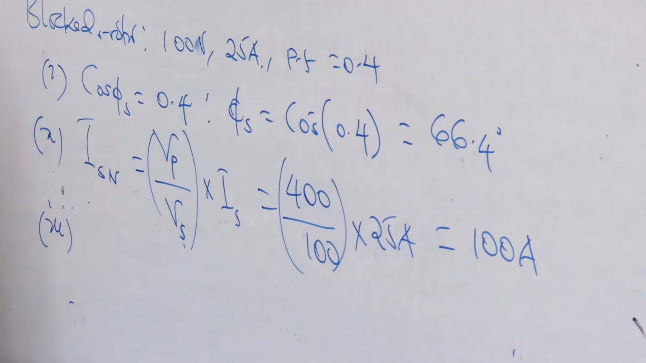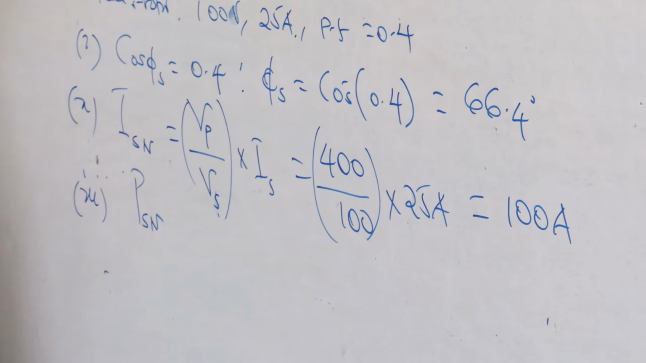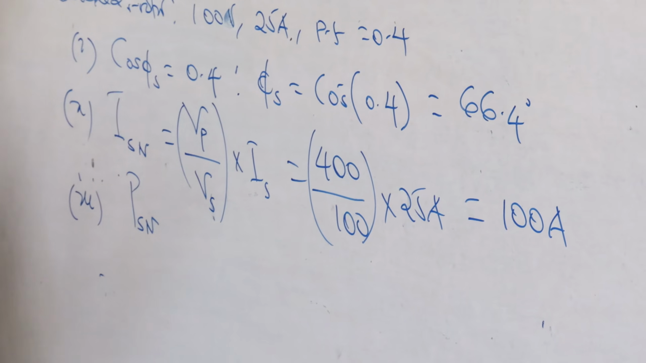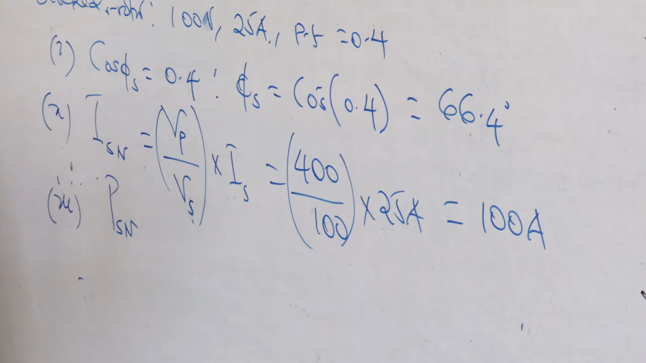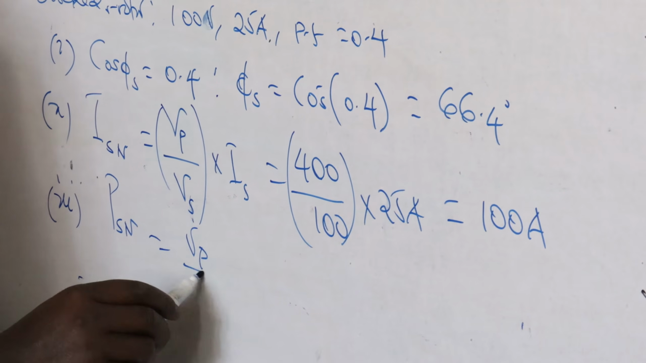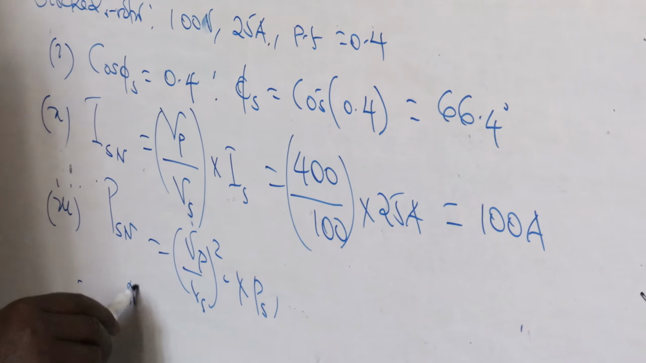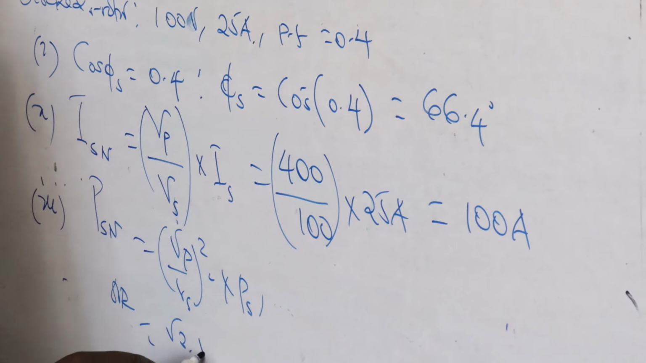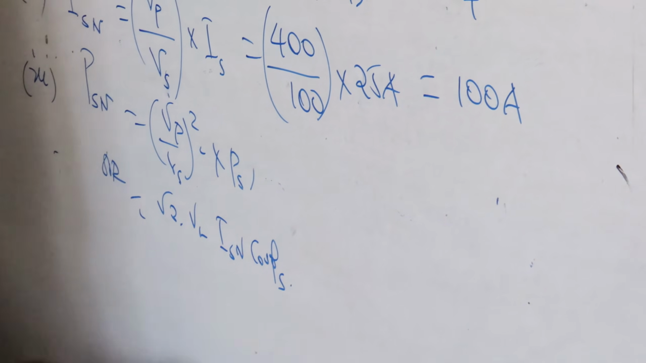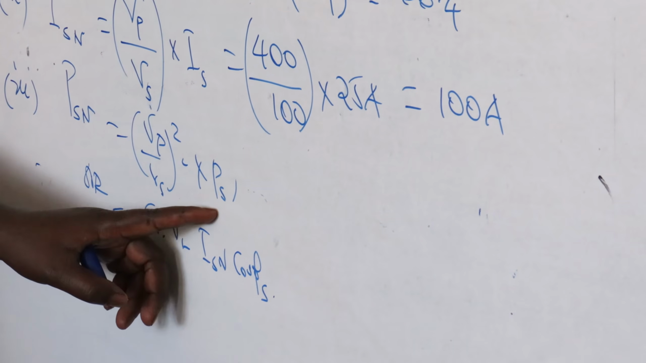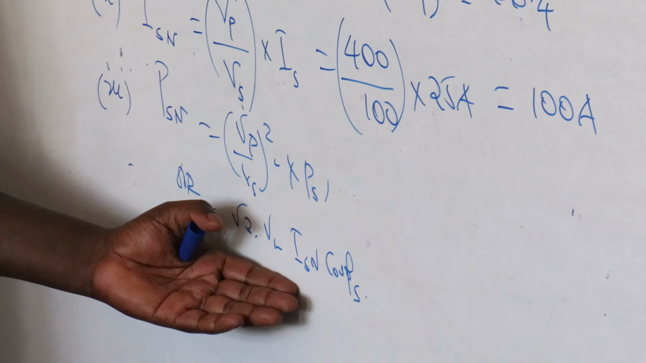The short circuit power with the normal, the PSN. If you look at the two formulas I gave for PSN, one says VP over VS squared times PS, or root 3 VL ISN cos phi S. We cannot use the first because we are not given the power of the short circuit. So formula number 2 applies.